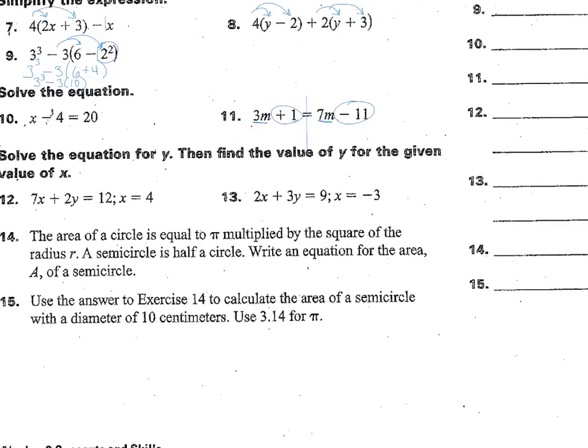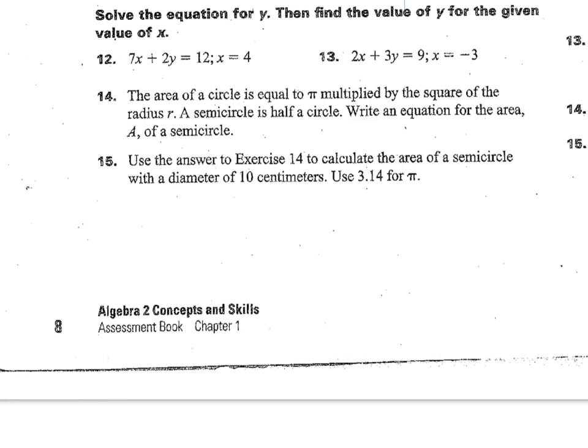14 and 15. Here we go. 14 says the area of the circle is equal to pi multiplied by the square of the radius. Basically the formula is area of a circle is pi times the radius squared. That's how it looks in symbols. A semicircle is a half circle. So write an equation for the area of a semicircle.